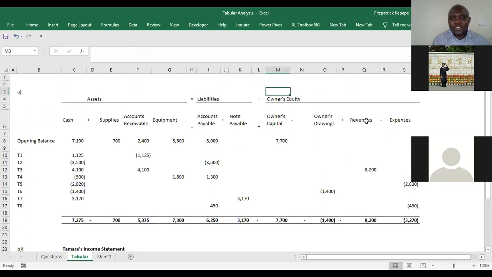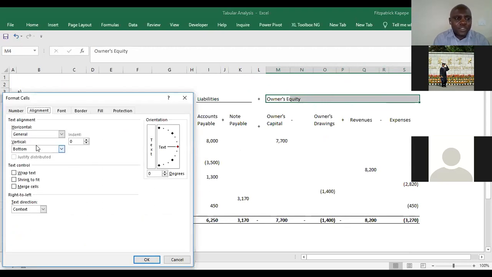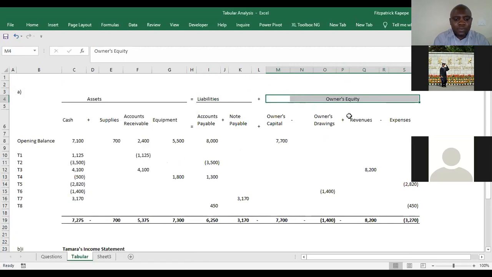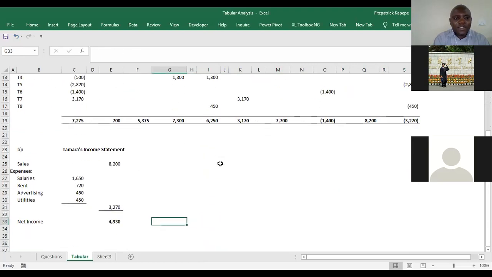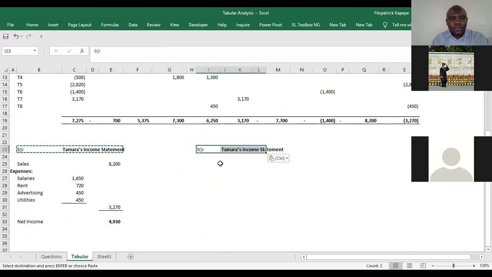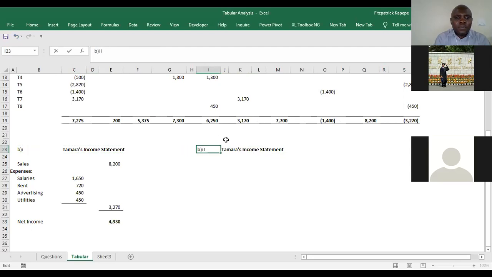So in short, I should have balanced it up, otherwise you'll get confused. It should sit like this. So guys, you have done the income statement. We go to B2. I don't know what B2 is asking. What are they asking? Prepare an income statement, an owner's equity statement, a balance sheet, and a cash flow statement, guys.